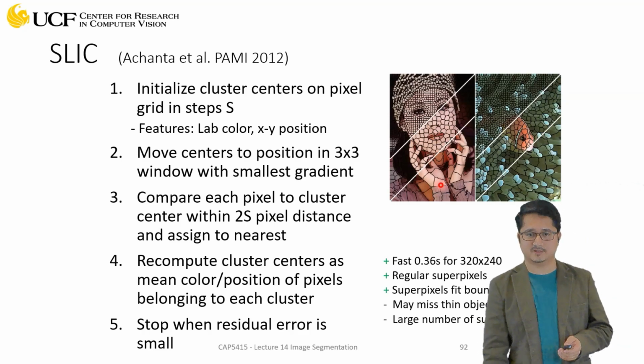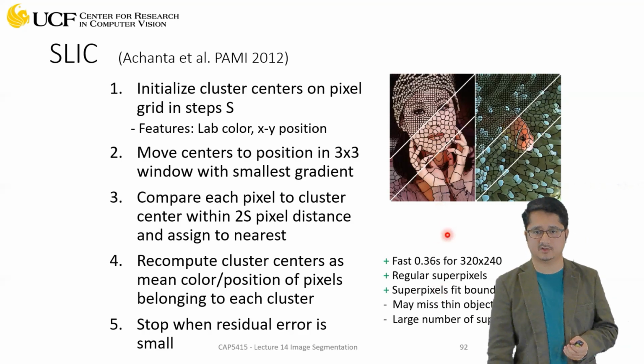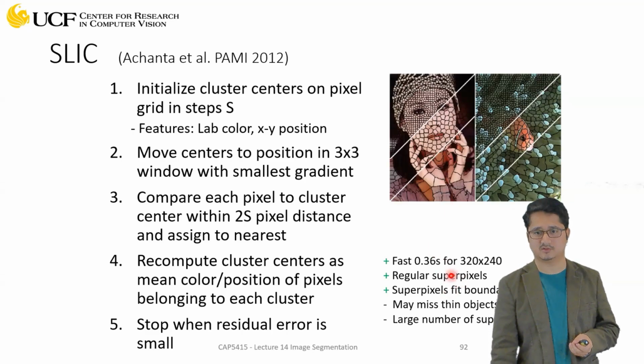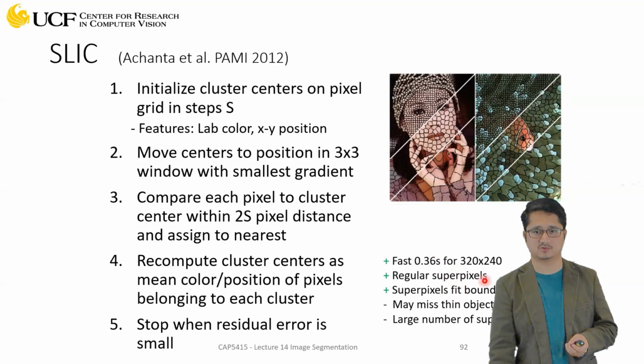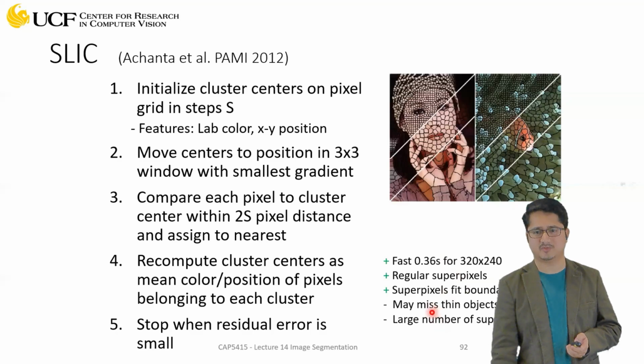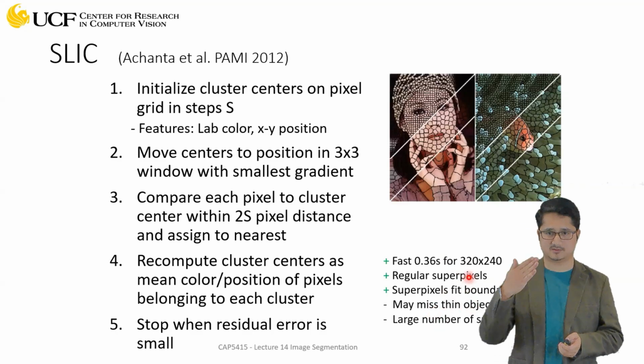Okay, so some interesting properties about this algorithm, it's pretty fast to run, even for images of this resolution. It can be done in a fraction of a second. And that's why it's used in a lot of real-time applications. If you need regular superpixels, it's very useful. So these segments are actually called superpixels. Okay. Now, some of the downsides, like you might miss some of the thin objects.